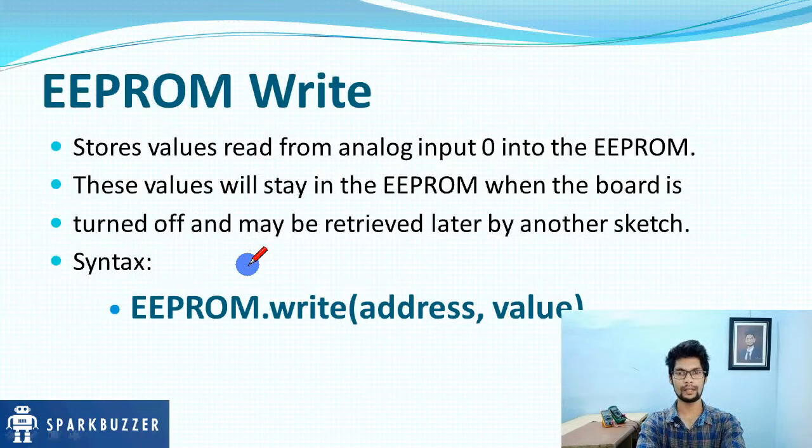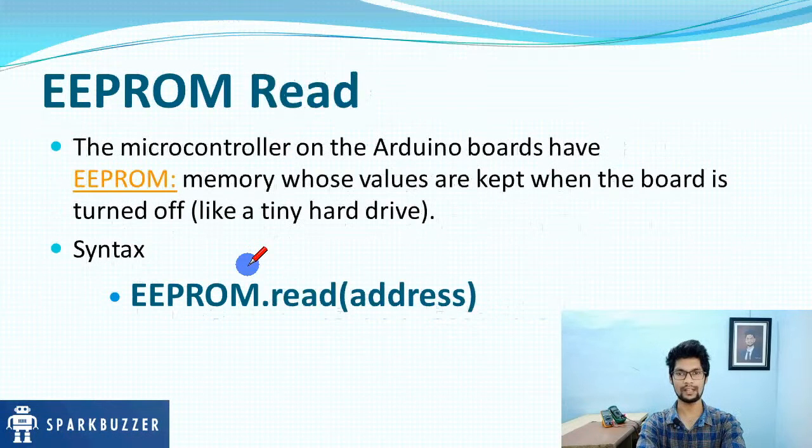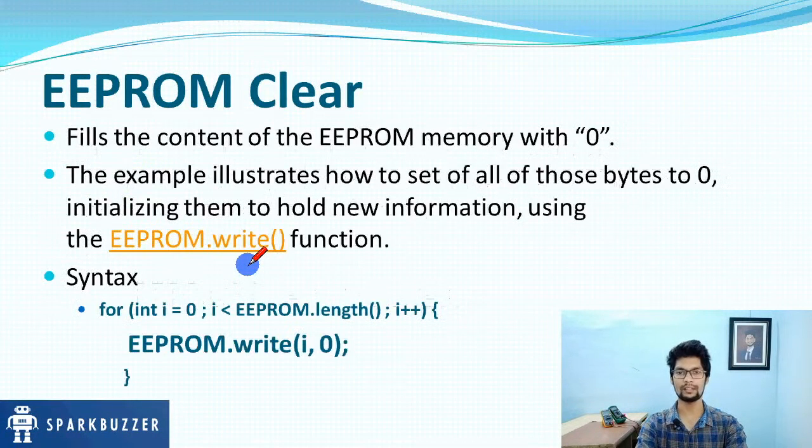So we have understood the EEPROM write function and EEPROM read function. Now we are going to clear. In this clear example, what happens? It fills all the EEPROM addresses with 0 bytes. You can see this logic in the for loop.